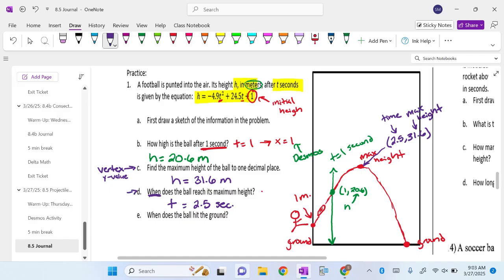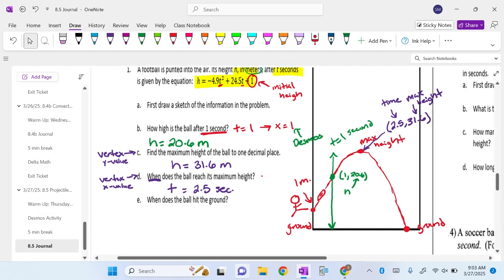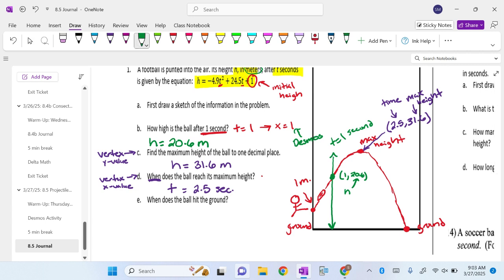And that is then, still using the vertex, but we're using the X value now. Lastly, when does the ball hit the ground? So which key feature are we looking for when the ball's hitting the ground? We're looking for the what? We're looking for the positive x-intercept. So take a minute, find that x-intercept.